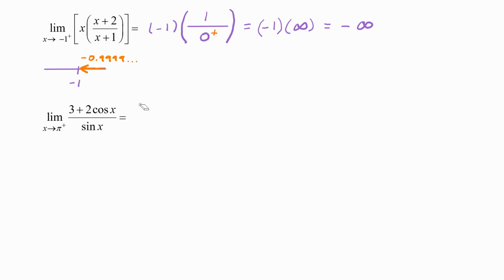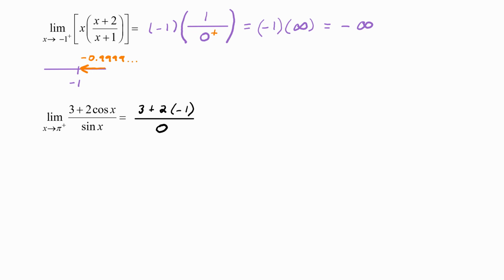In this example, we have to do the limit as x approaches pi from the right of the quantity 3 plus 2 cosine x over sine of x. So if we do the direct substitution, we will get 3 plus 2 times the cosine of pi, and the cosine of pi is -1, over, in the denominator, we know that the sine of pi is 0, and we are going to need to determine whether it's going to be 0 plus or 0 minus.